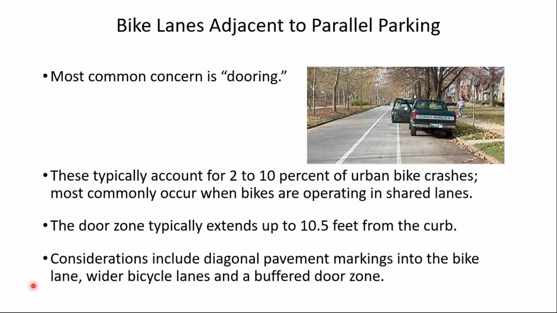Considerations to address this include diagonal pavement markings into the bike lane, wider bike lanes, a buffered door zone, and, as I think we mentioned Tuesday on shared facilities, location of the sharrow or the shared lane marking can also be an approach to use.